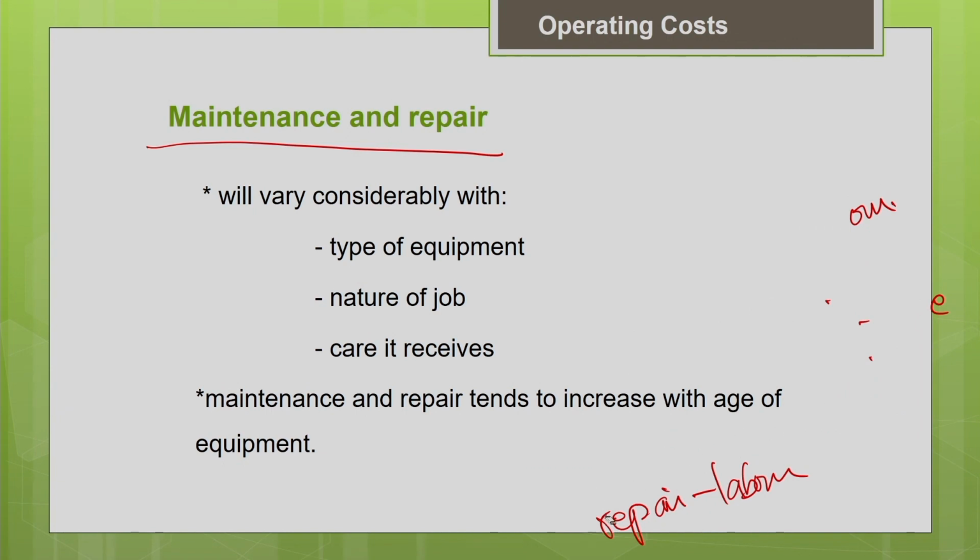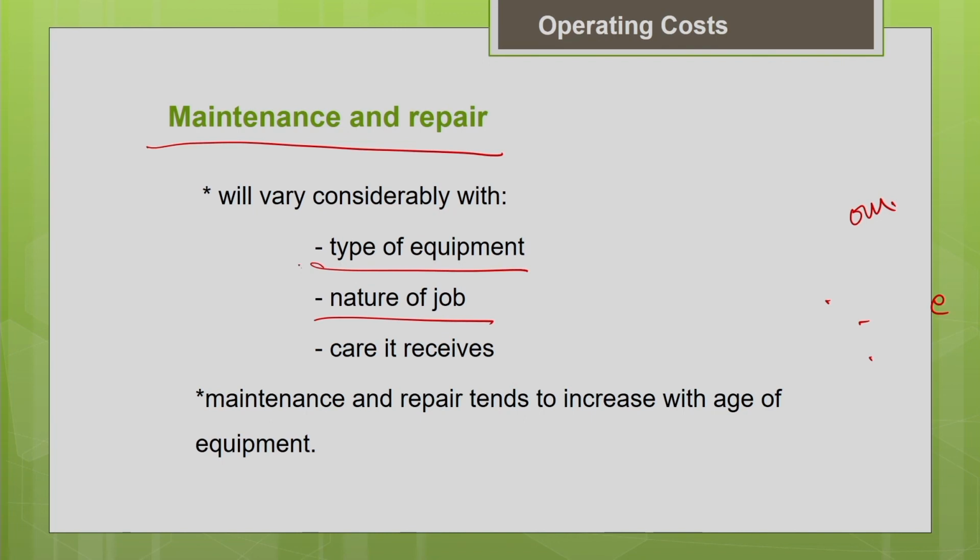So as we discussed just now, we can see that the maintenance and repair cost will considerably vary with the type of the equipment and the nature of the job. The one which is subjected to severe, tough, or unfavorable working conditions will incur more repair cost. It will be more worn out than the sophisticated machines which are subjected to average working conditions. So it will depend upon the type of equipment and the nature of the job.